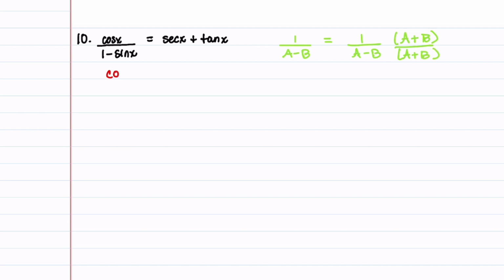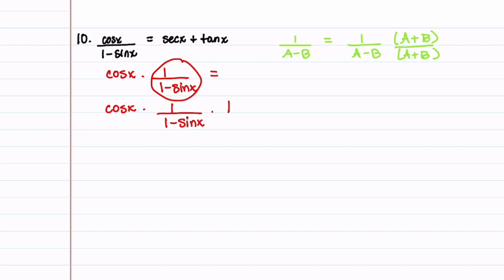So this becomes cosine x times 1 divided by 1 minus sine x. And this part is where we're going to multiply by the conjugate. So we have a cosine x, we have 1 divided by 1 minus sine x, we multiply by 1 plus sine x, and divide by 1 plus sine x.